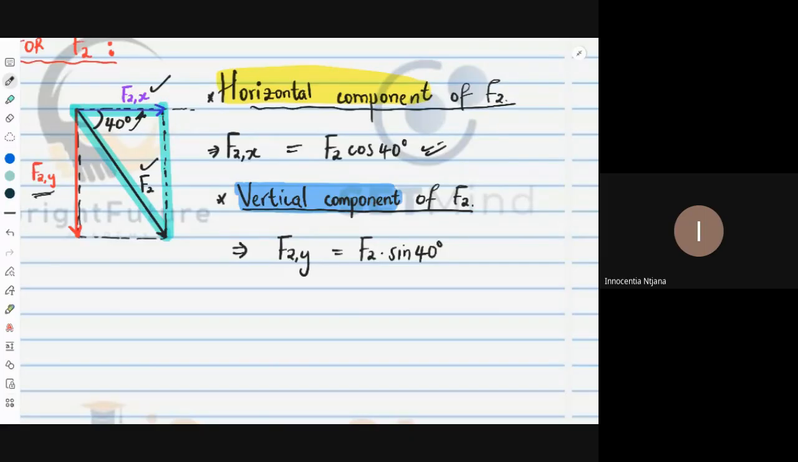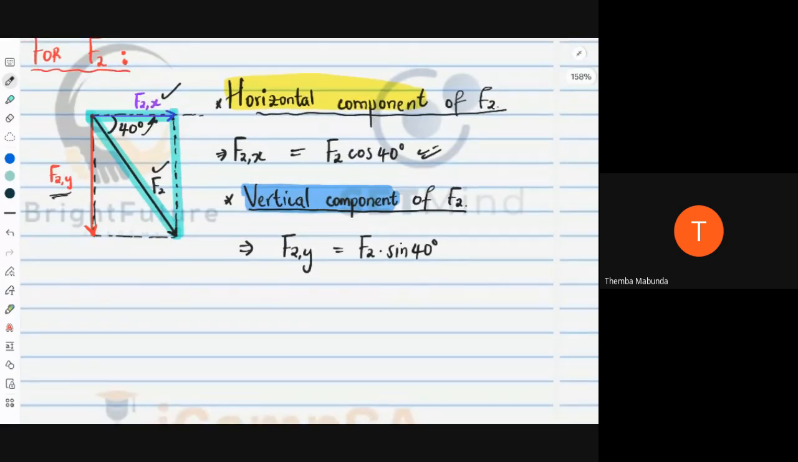I see Temba's hand is up again. Yes, you can ask. Can you please explain how you find the F2Y answer for the vertical component of F2? My network just cut off.